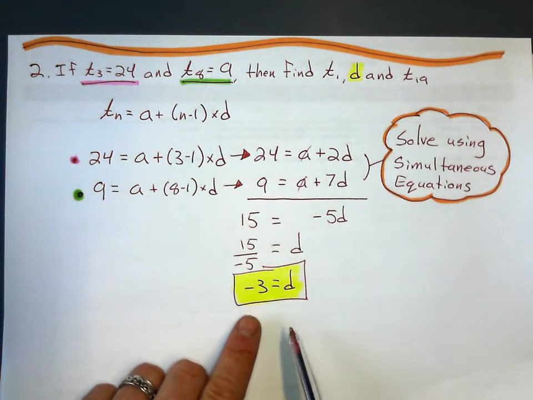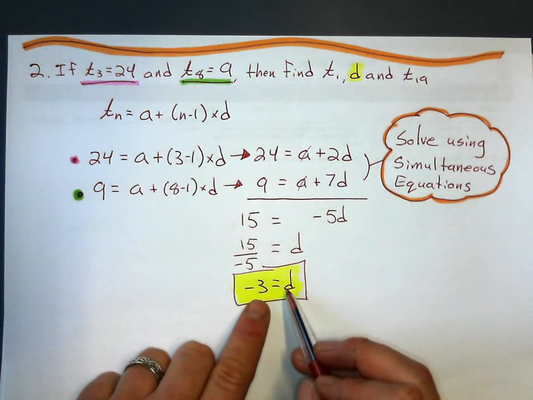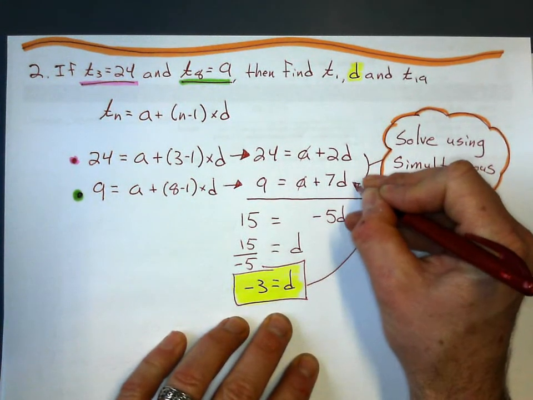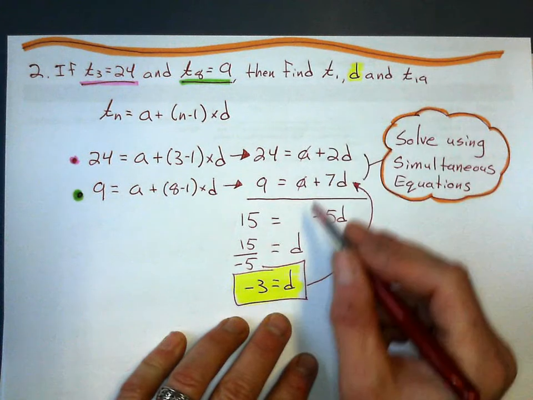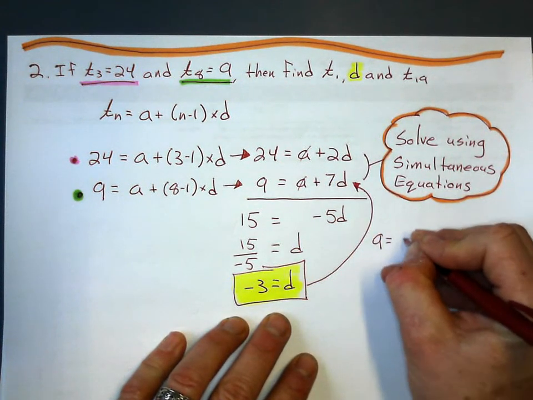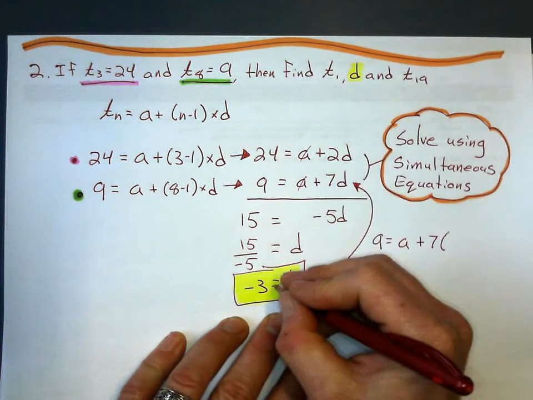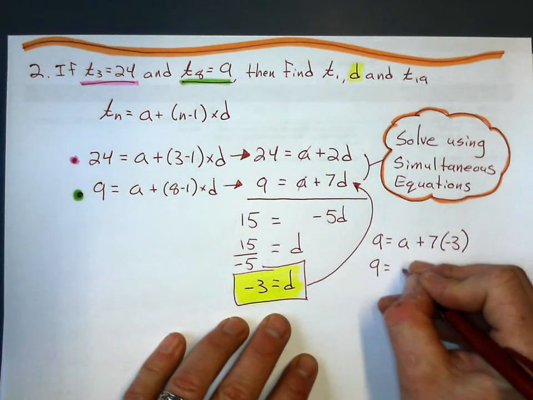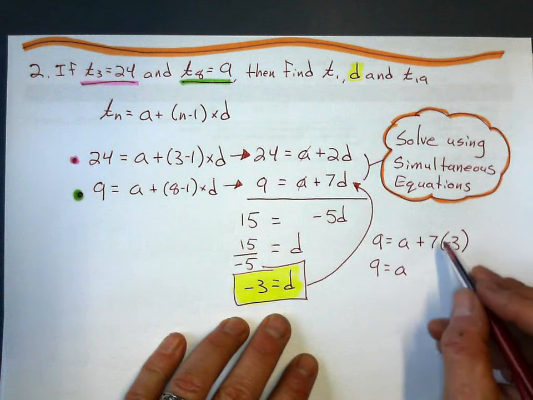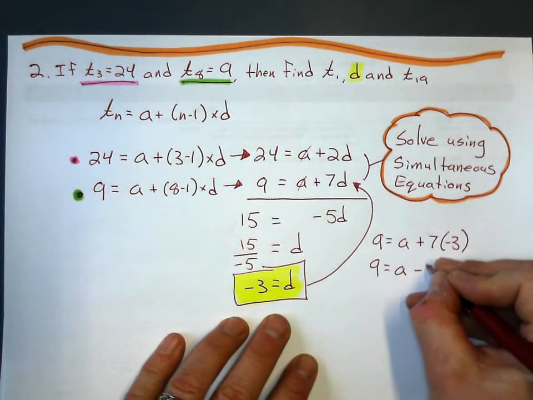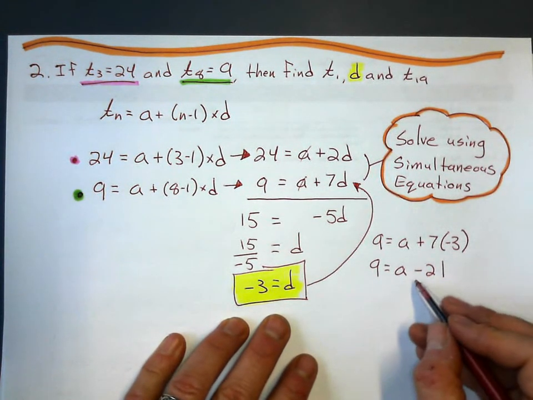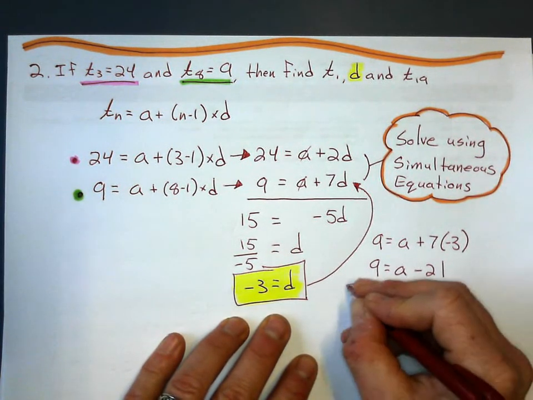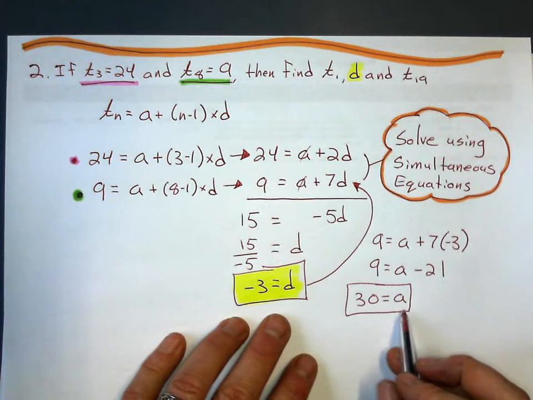Okay, now if we remember how to solve simultaneous equations, once I get the value of that variable, I can substitute that into either equation to solve for that first term. Doesn't matter, take any one. So I can say 9 equals a plus 7 times the value of d, negative 3. So 9 equals a, 7 times negative 3 is negative 21, so I'm just going to write minus 21. So a equals, add 21 to the other side. Oh, a equals 30. Great.